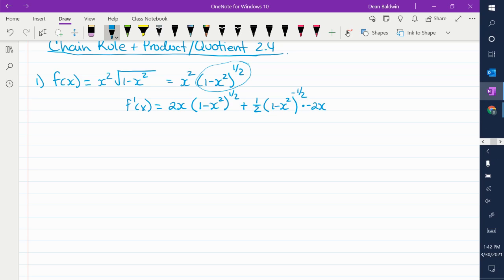Am I done? No, because all of this is just, if I call this g of x, that's g primed. So the other thing I have to multiply by is the x squared. Calculus is over at this point. Okay? That's all the calculus.